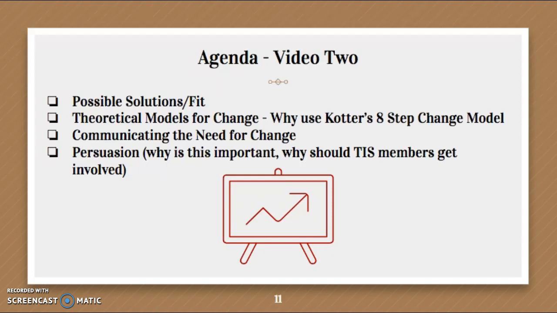In this video, I will address and explain the possible solutions to address my problem of practice, as well as the fit of these solutions, the solution selected, the theoretical models used for change, communicating the need for change, and how not only to get buy-in with faculty and staff members, but how to model the need to support international teachers at TIS and make the support a part of our cultural norms and the way we do things at TIS. You can't see my air quotes when I say the way we do things, but trust me, they are there.